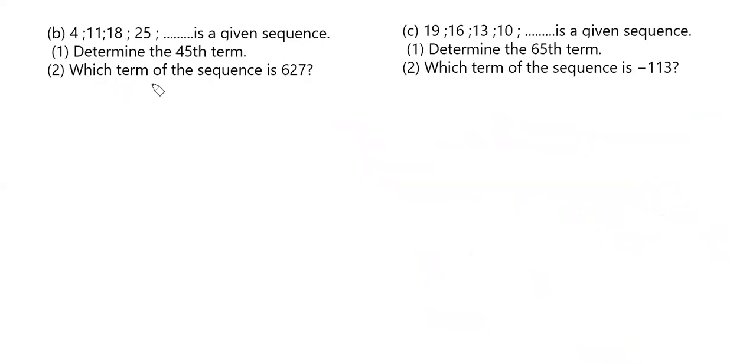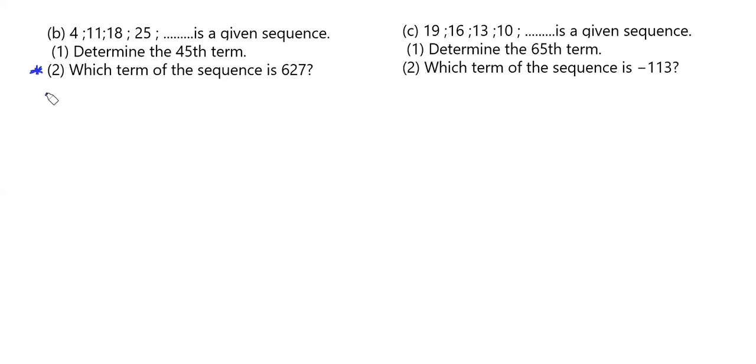Here is a different approach now. Can you see what we are given here? 4, 11, 18, 25 is given. Determine the 45th term. Which term of the sequence is 627? Can you see something here? This is something new. We haven't seen this before, so we also need to see how it's treated.